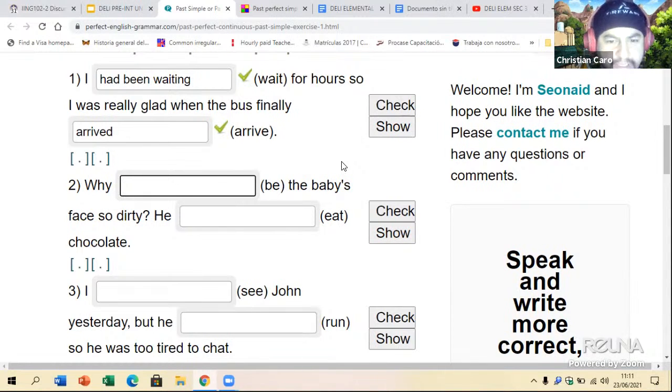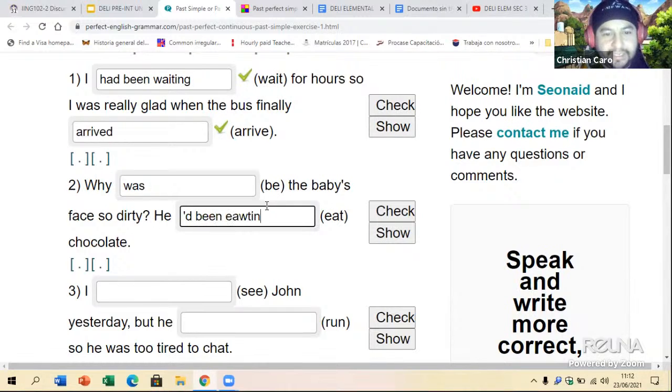The baby's face so dirty, he chocolate. Okay, I got it. What do you say, guys? The options could be why had been the baby's face so dirty? It sounds kind of awkward. Why had been the baby's face so dirty? No, it's actually why had been being. It's impossible. Yeah, you got it, guys. Tamara said had been eating. Tomas was and had been eating. Absolutely right. It's the only option. Why was the baby's face so dirty? He'd been eating chocolate. There you go.